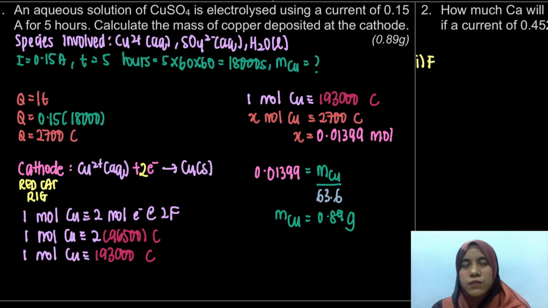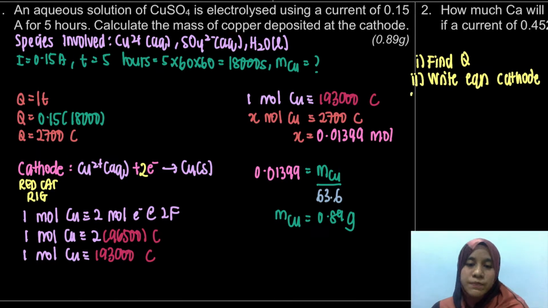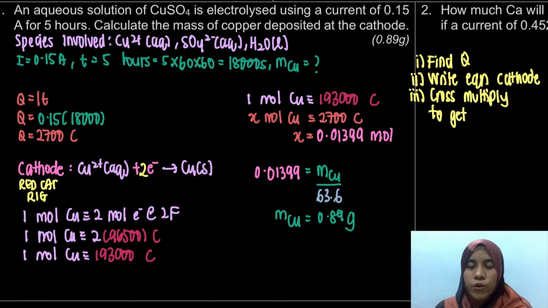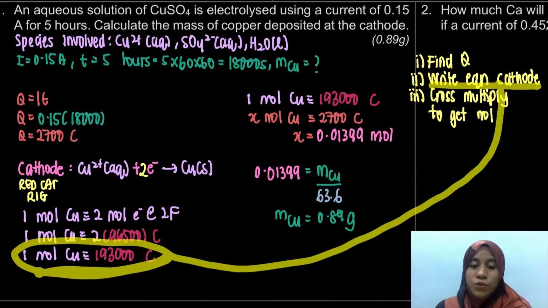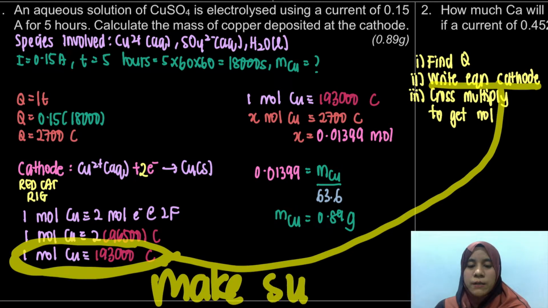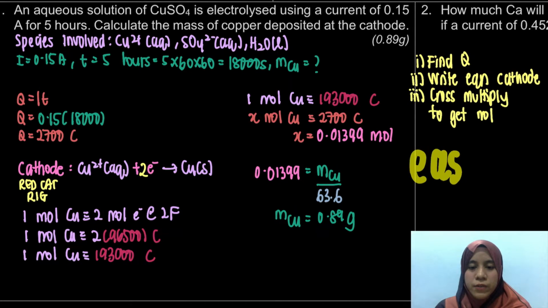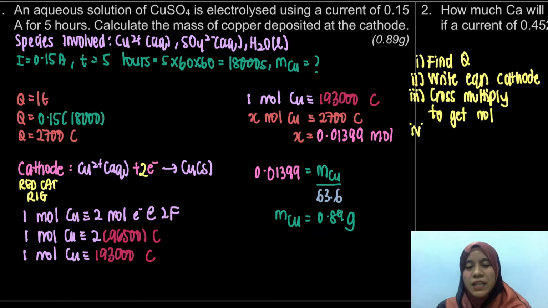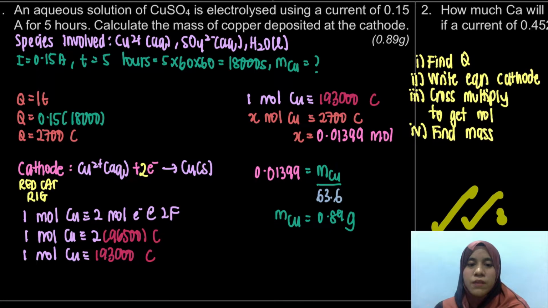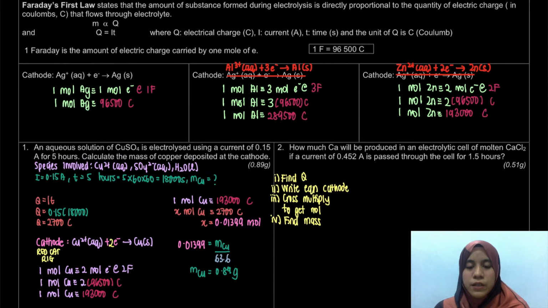For Faraday's first law, first you have to find the Q, and then write down the equation at the cathode to know the theoretical coulombs. Then you cross multiply to get the number of moles of the actual experiment, the actual value. This one is only theoretical. Make sure the end of the equation is in coulombs, so that it is easier to do the cross multiplication. Last but not least, you can find your mass. It is the same step if the question asks for the mass of cathode.